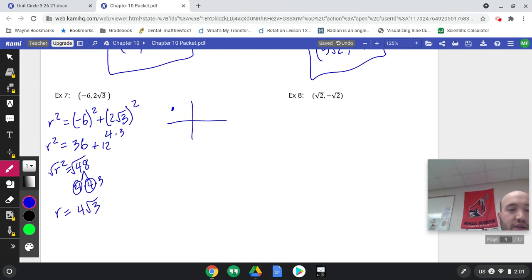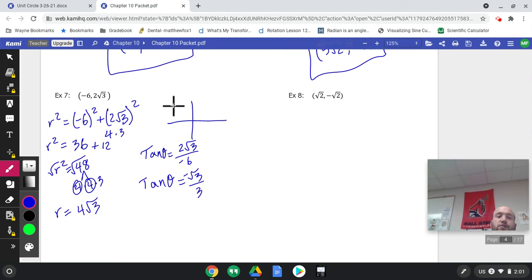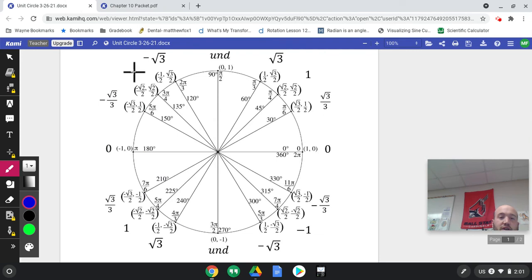Okay. Now, to figure out what theta is, tangent of theta equals y over x, so 2 square root of 3 over negative 6. The 2 and the 6 can cancel. We're left with square root of 3. Sorry, it was negative 6, so we're left with negative square root of 3 over 3. We know it's in quadrant 2 and negative square root of 3 over 3. So we go over here, negative square root of 3 over 3, 5 pi over 6.